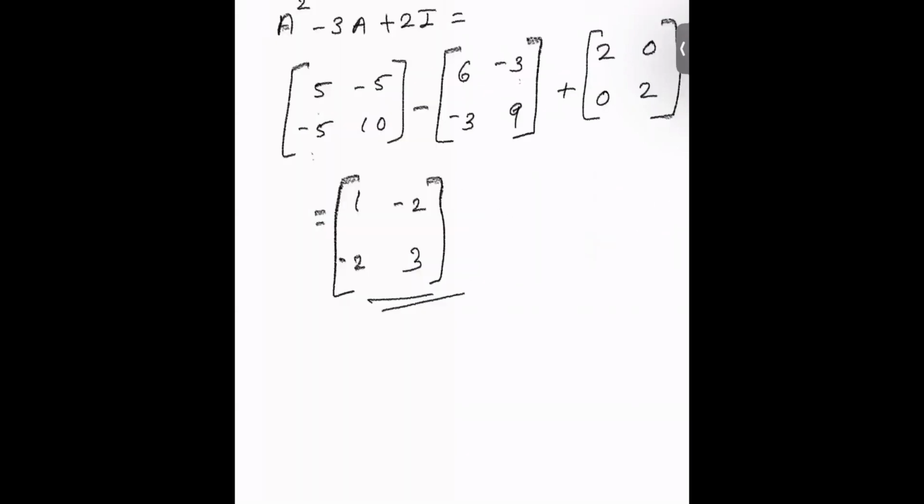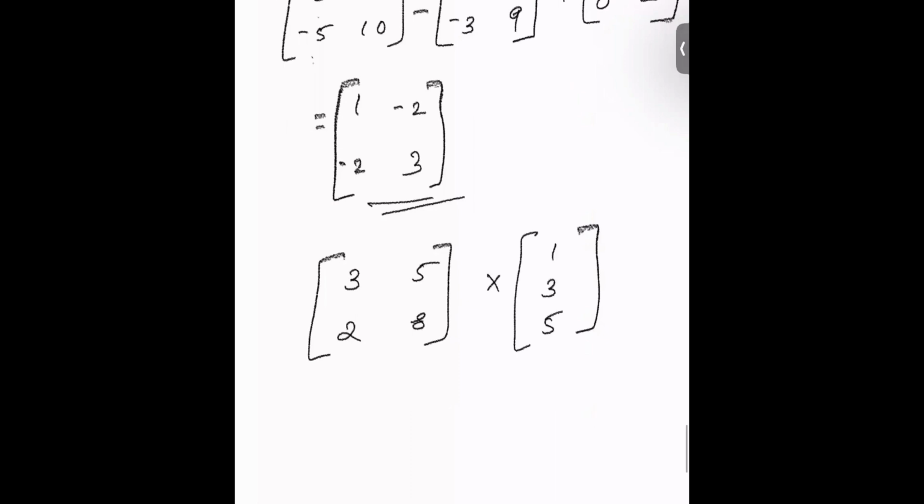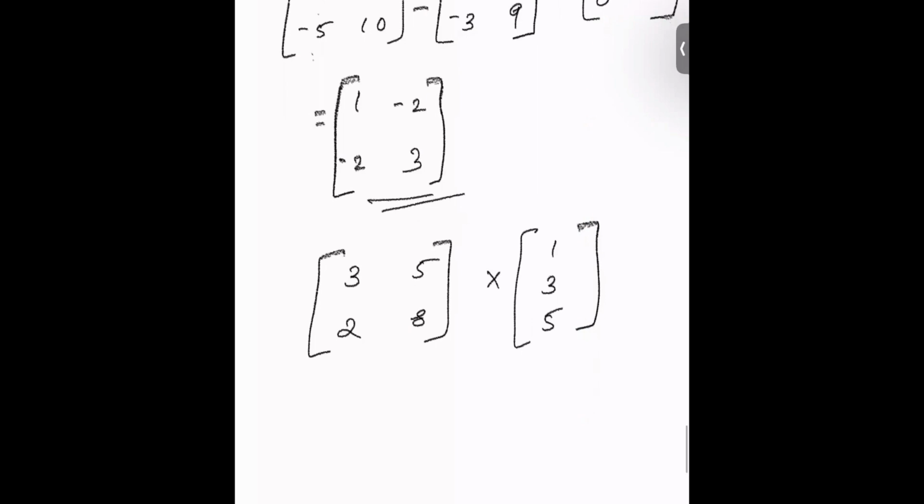Whether multiplication is possible or not, you should first check. So if I am giving you a matrix 3, 5, 2, 8, and I am giving you 1, 3, 5, can we perform this multiplication or not? You need to check that. For that, first you write down the order of the matrix. So first matrix order is 2 by 2. Second matrix order is 3 by 1.